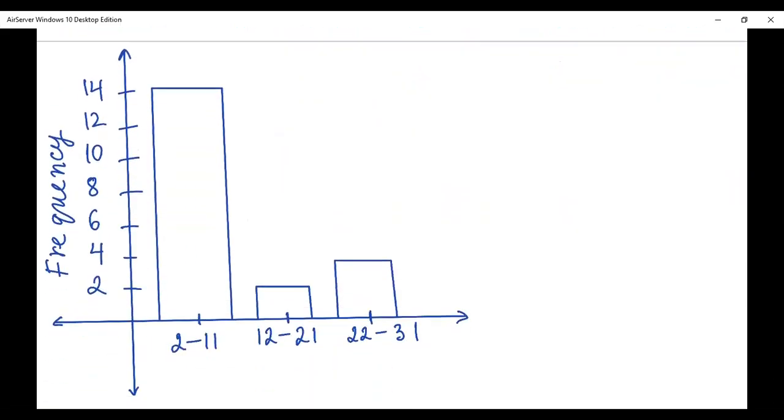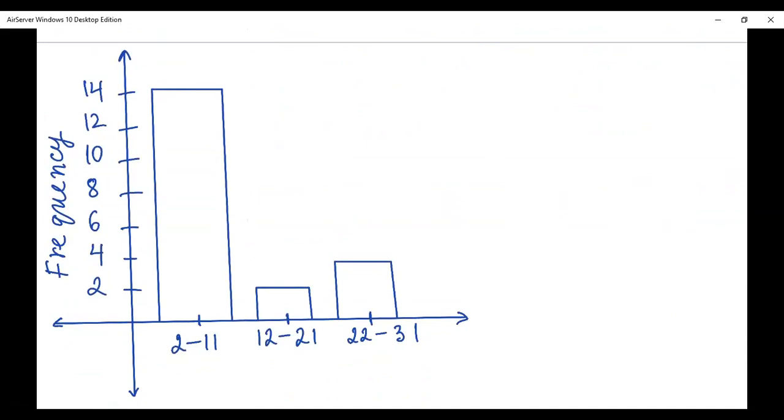Now, since we want the histogram, this is the bar graph, we said that we need to remove the gap between the bars by adding 0.5 and subtracting 0.5. So if we subtract 0.5 from 2, we'll get 1.5. Actually, I'm going to use a different color for this. So this will be 1.5 because we're taking away 0.5. If we add 0.5 to 11, this will be 11.5.